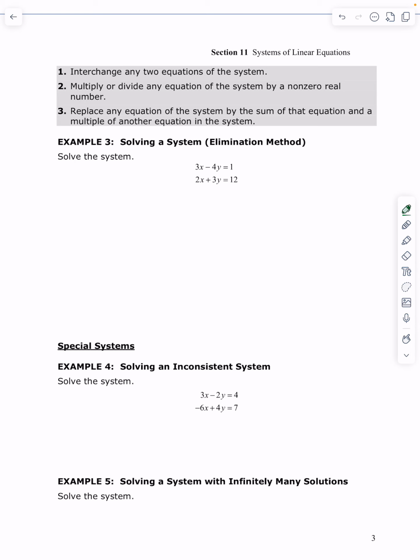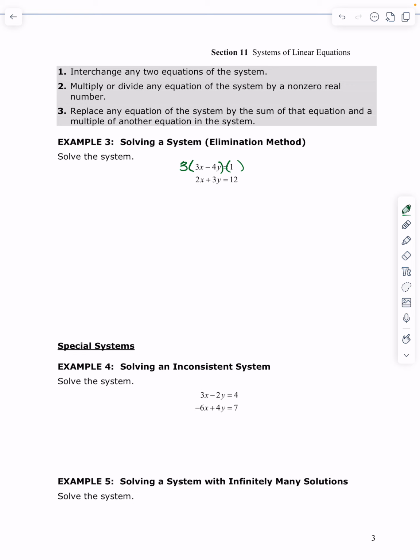If you take a look at example 3, there is not a variable that's easy to solve for. We're going to end up with fractions, which even though they're beautiful and glorious, I don't necessarily want to plug them into another equation. I am going to start by looking at the y term. I've got negative 4y and positive 3y. I can add these two equations and get rid of the y's if those two terms are the opposite of each other. So I'm going to multiply my top equation by 3.